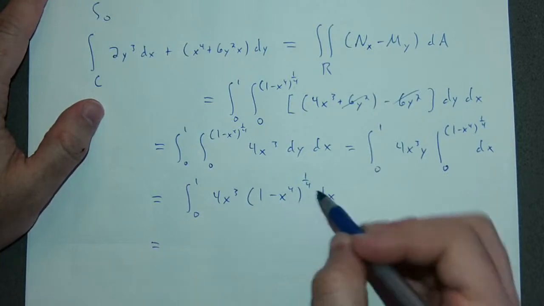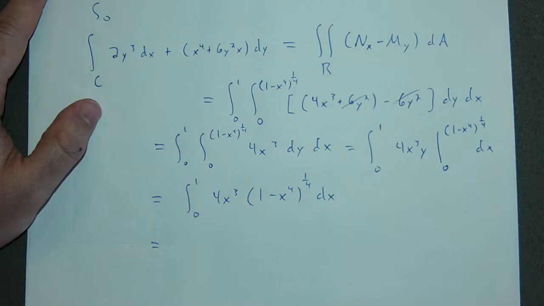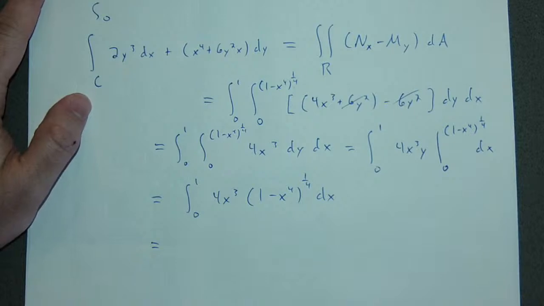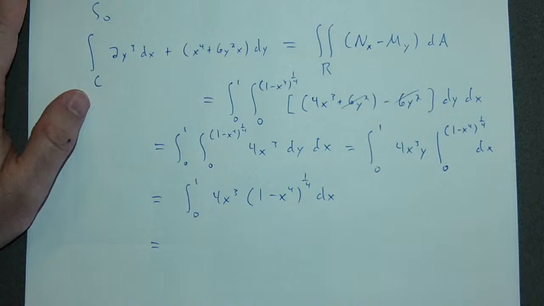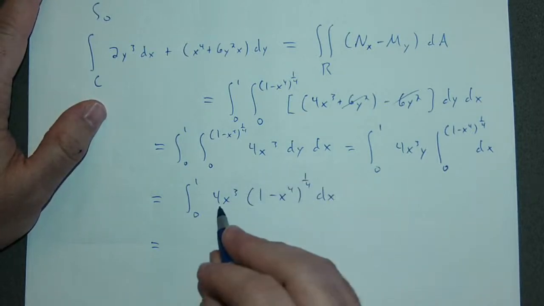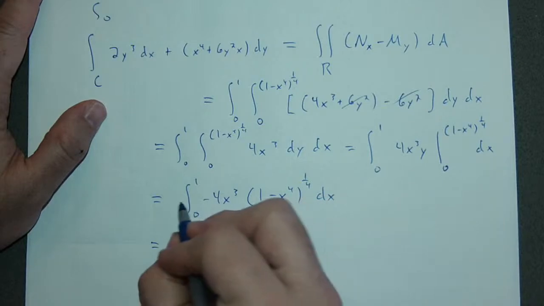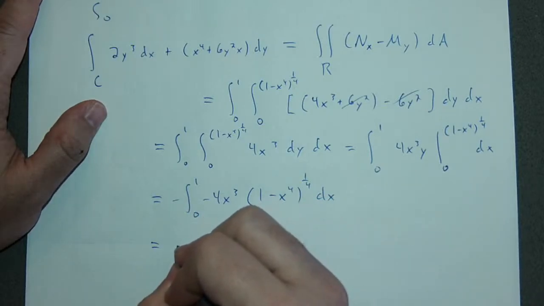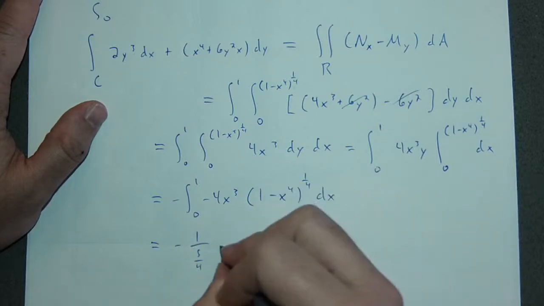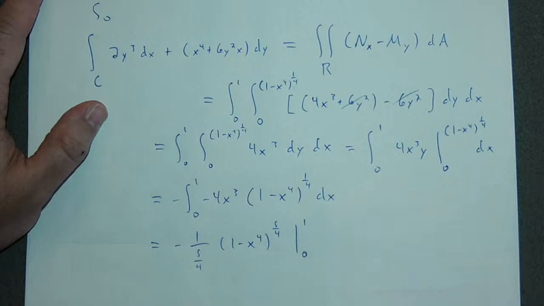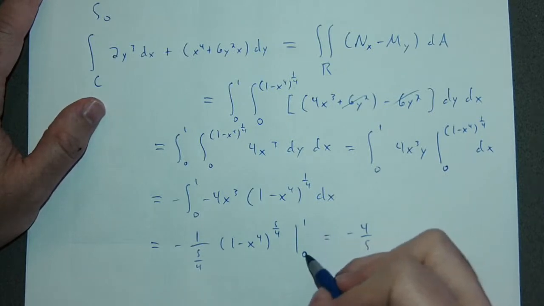But when I do that, I'm doing really the integral of u to the 1/4 du. And what is the integral of that? Well, it's u to the 1/4 plus 1, so it's u to the 5/4, over 5/4. So then what do I get here? This 4 is actually included in the du here. So I'm going to introduce a minus sign here, and what I get is minus 1 over 5/4 times 1 minus x to the 4th to the 5/4 evaluated from 0 to 1. So this is minus 4/5 evaluated from 0 to 1 here.